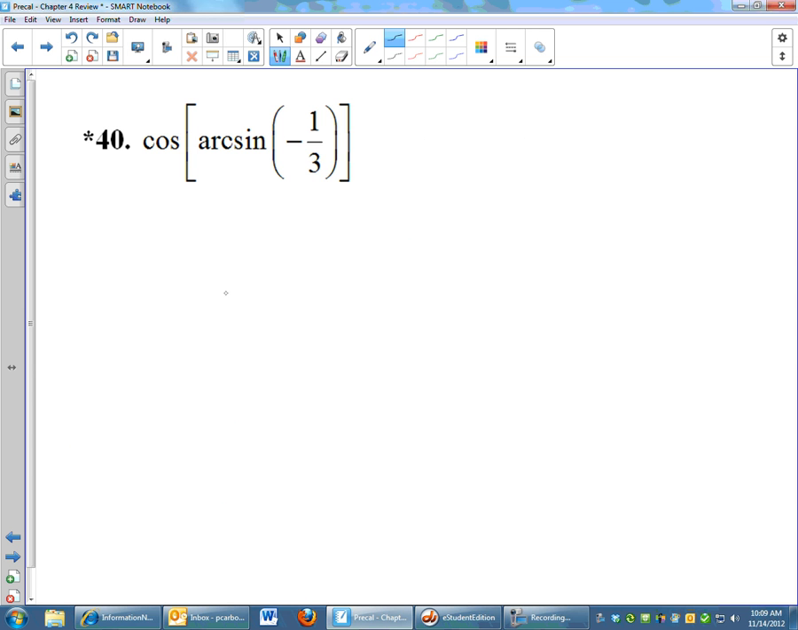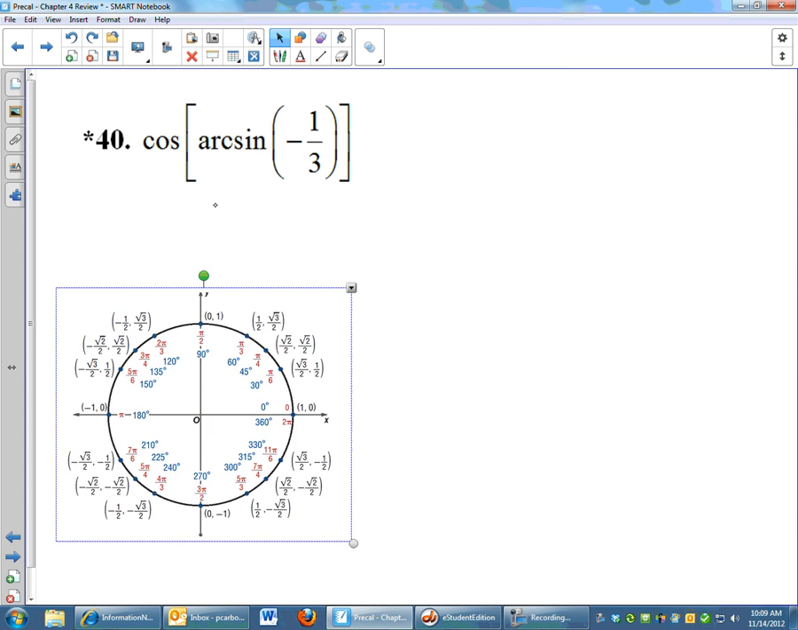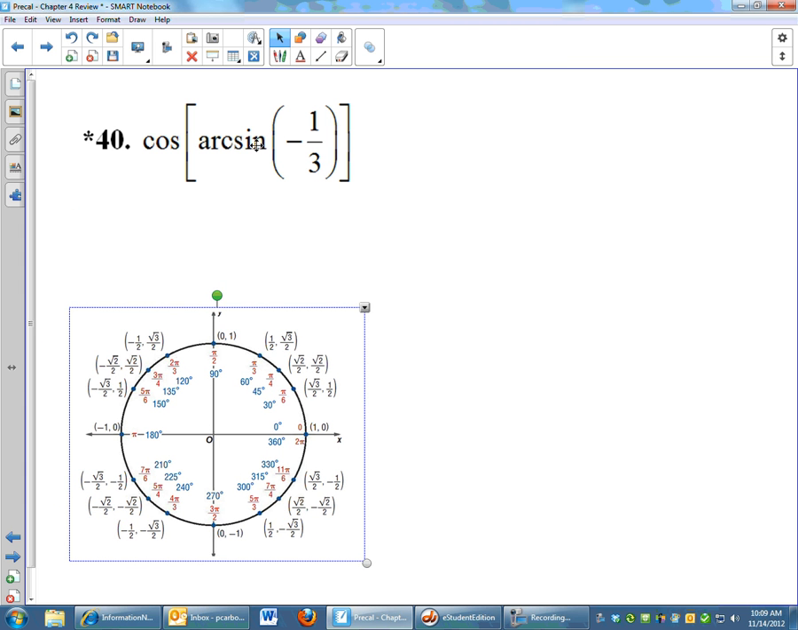Let's see, number 40, the cosine of the inverse sine of negative 1/3. Okay, this one we run into a problem. The inverse sine, or the arc sine, that's the exact same thing. Don't let the notation scare you. The arc sine of negative 1/3 means you want to find where on the unit circle our y-coordinate is negative 1/3, and that never happens. We have some square root of 3's, but we don't just have a 1/3. So since this is not on the unit circle, I'm not going to be able to use this.